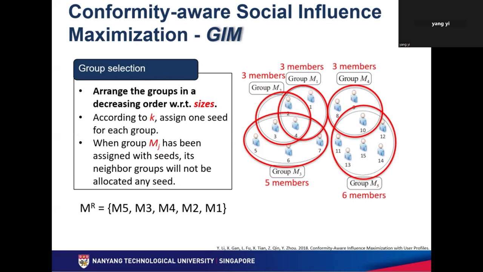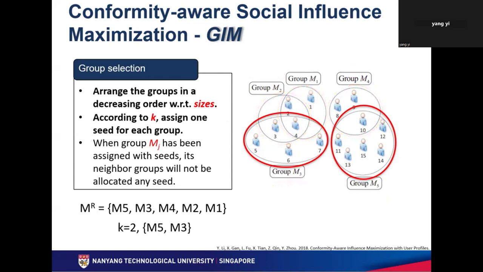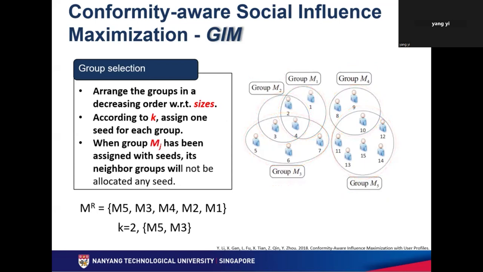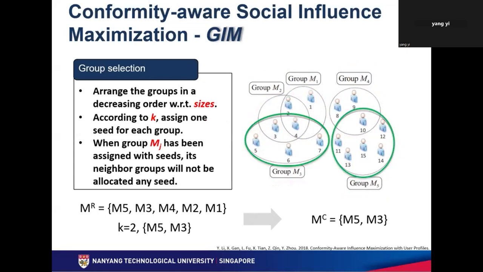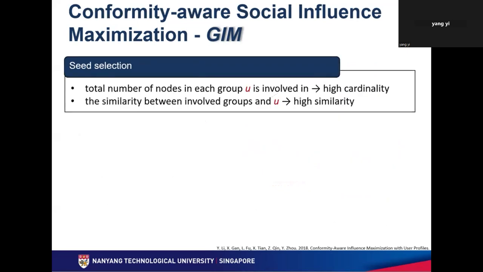So M5 is the biggest group, which contains 60 different members, right? Next is M3. Following this procedure for, suppose, k equal to 2, we have to select seeds from M5 and M3 respectively, right? Then for each of M5 and M3, which node do we have to select as a seed?